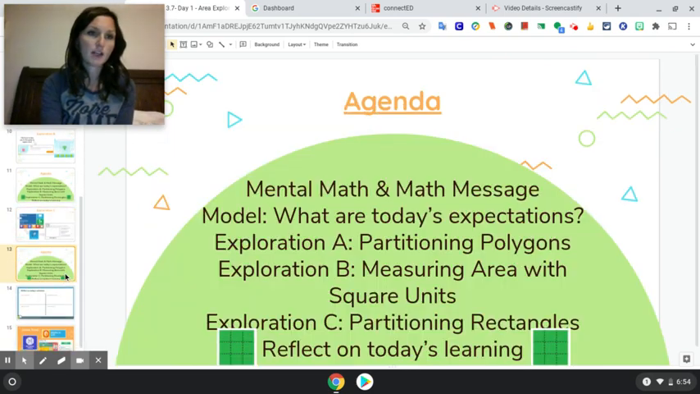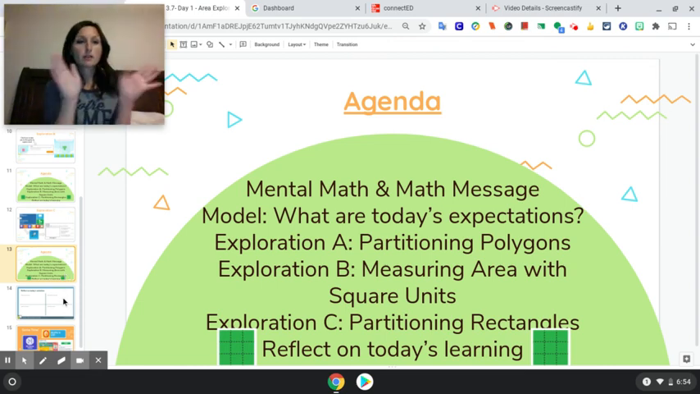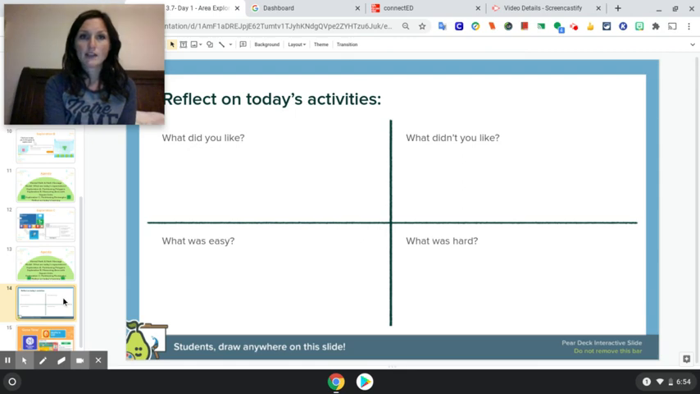And then I'm going to have you reflect on the learning of looking at all three of those explorations and thinking to yourself, what did you like about the lesson? What was kind of difficult for you? What was hard? What didn't you like? And then which one of those explorations did you feel were kind of easy?